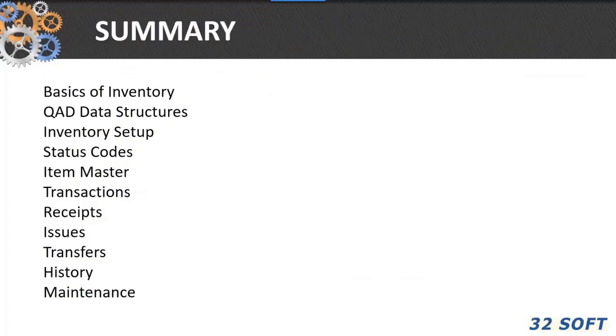So today we've talked about data structures, inventory setup, status codes. We've talked about a number of different kinds of transactions that occur in QAD.